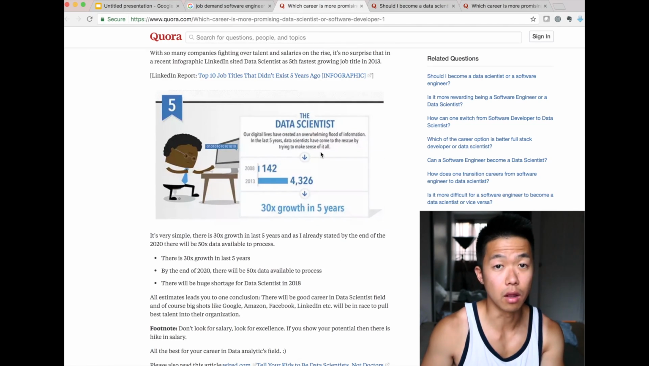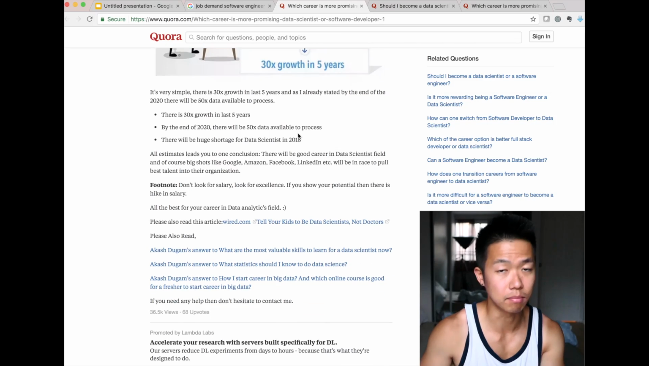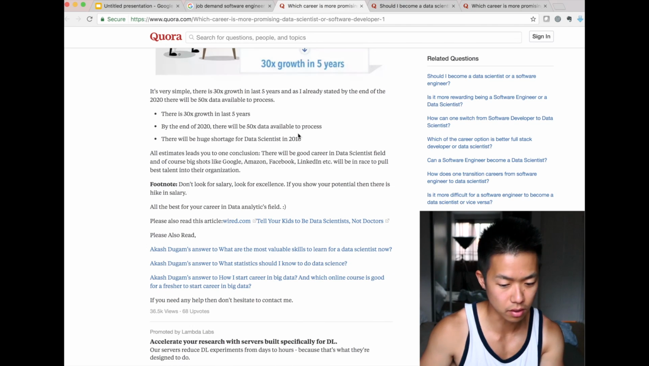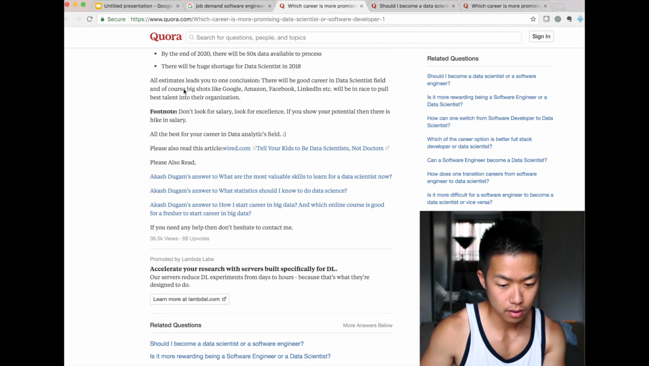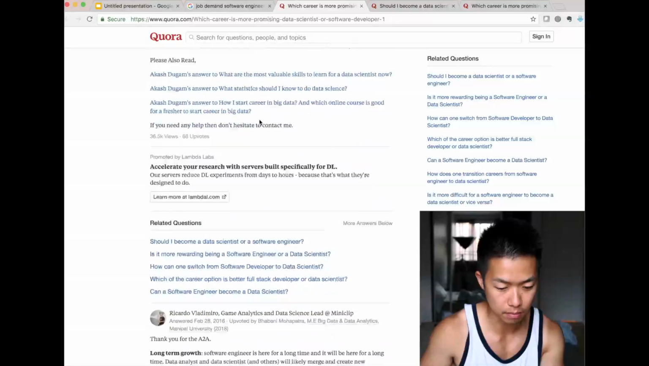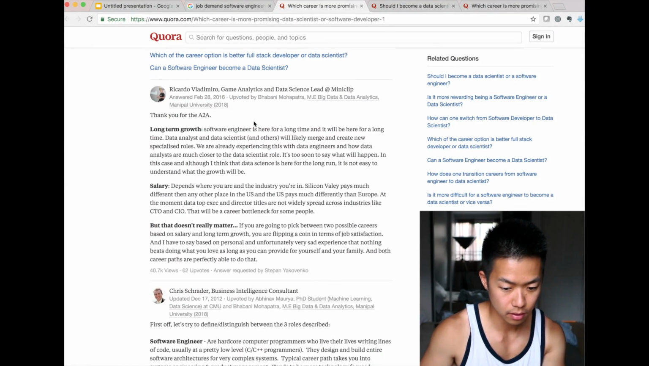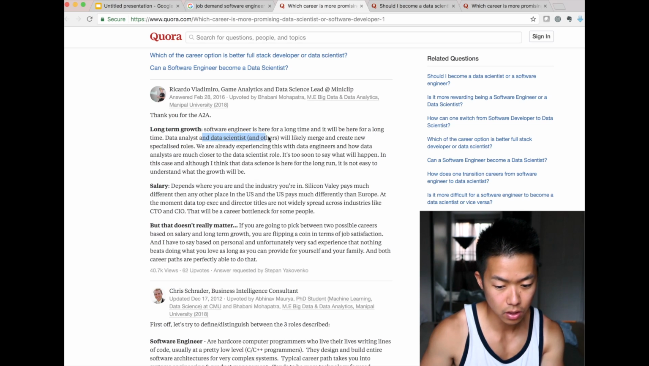But anyways, there is lots of demand for data scientists because of big data. YouTube, Google, Facebook, Twitter, it's expanding. See, big names like Google, Amazon, Facebook, LinkedIn, they all need to deal with a big amount of data, so they require big data scientists. Long-term growth, software engineers will be here for a long time. Data analysis and data science will likely merge and create new specialized roles.